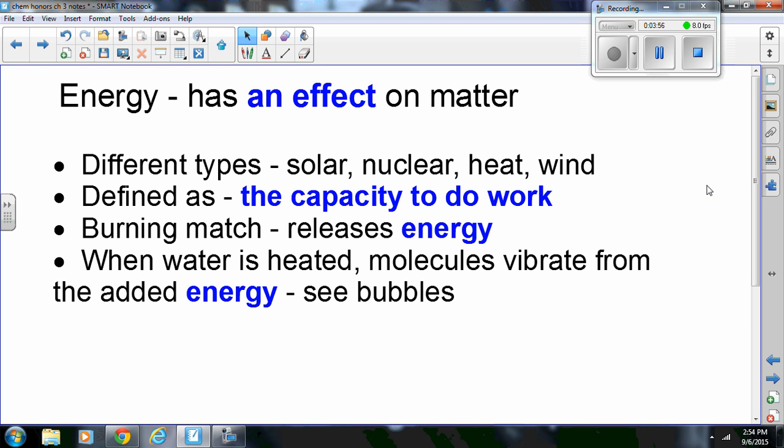For instance, if we collect the alcohol from our distillation lab, you can actually burn the alcohol and release some energy. When water is heated, right, you saw my pictures earlier, molecules vibrate from the added energy or heat that was added, and you see that in the form of bubbles. So energy is all around us, has a significant impact on matter, and we will talk about that in a later chapter.